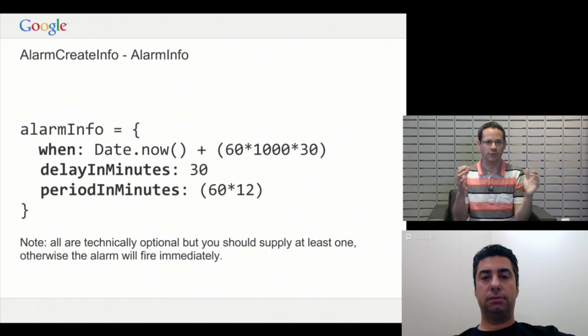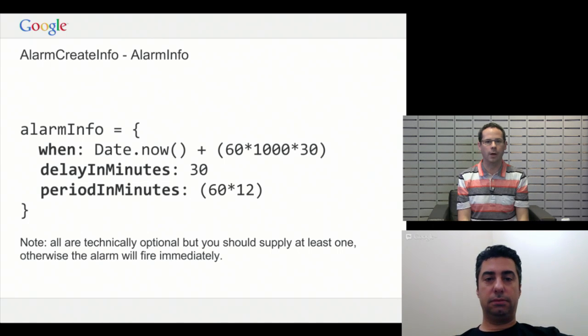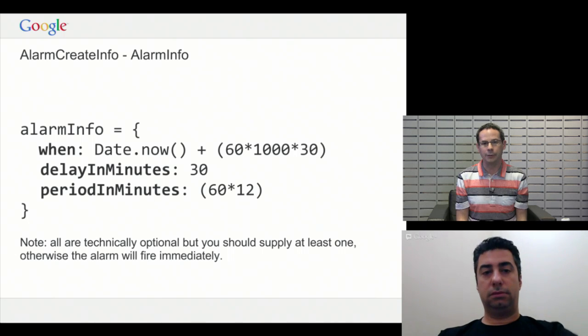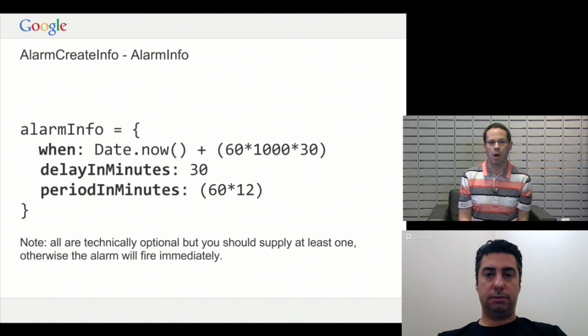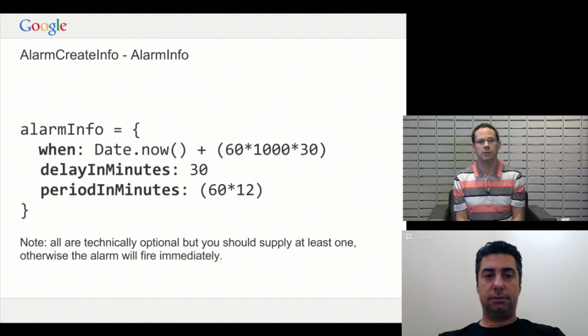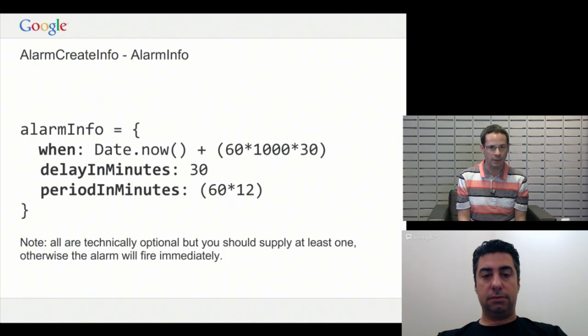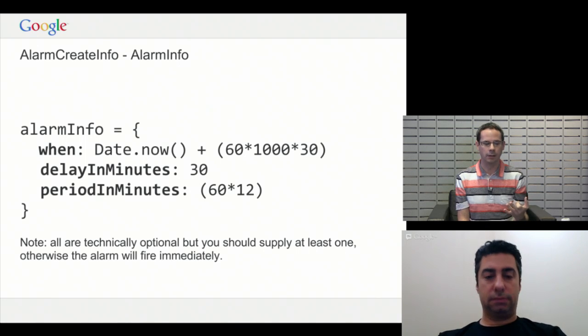If you want to just hang out for a certain amount of time and then fire this off, you can use delayInMinutes. And then finally, periodInMinutes is another one that says, I want you to refire this event every so often, however many minutes you want it to refire in. Now, all three of those are optional, but realistically you need at least one of them provided: either the when, or the delay, or the period.